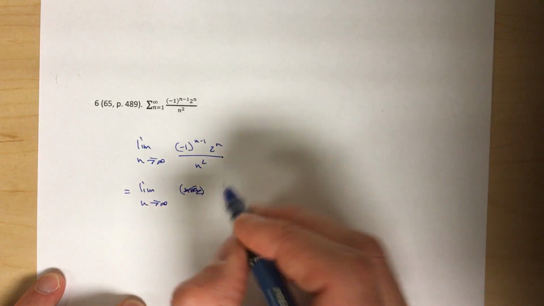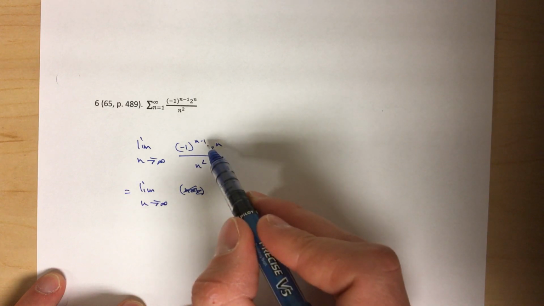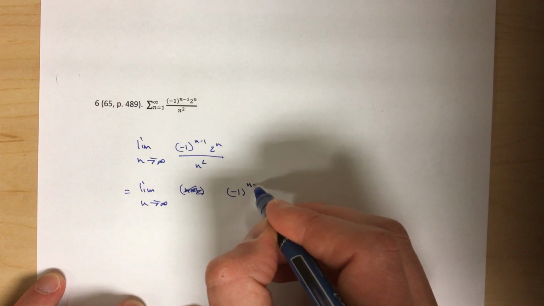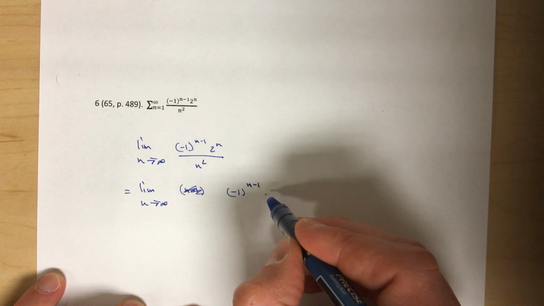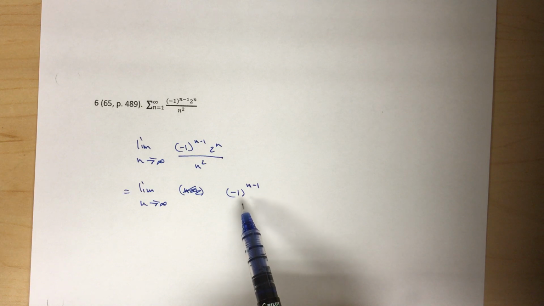No, it's not. It's going to become negative 1. Oh, what is the derivative of this? Negative 1 to the n minus 1. Oh, wait a second. Now I'm really messed up. I can't take the derivative of negative 1 to the n minus 1 because I'll have a natural log of a negative. Frustration.